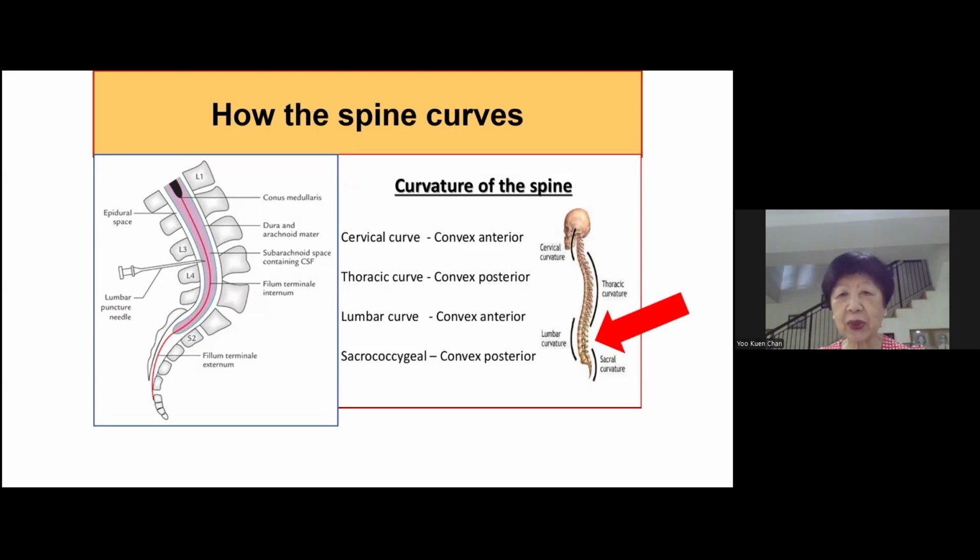You do know that the spine curves in this manner, with convex as well as concave curvature. For the lumbar curvature, you can see the curvature is that of a lordotic spine. That means the spine curves anteriorly, and when the mother is pregnant, this is reinforced. So it is not easy to get into a spine where it is lordotic like this, where the curvature is in such a way that the opening to the intrathecal space is so narrowed.